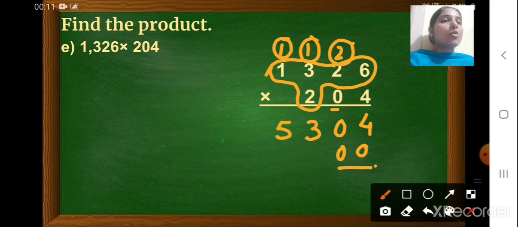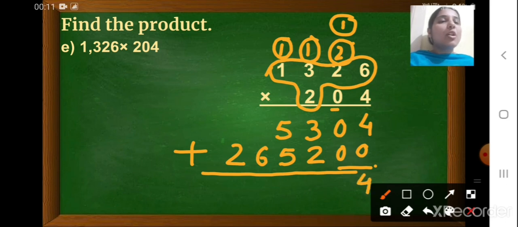So now 6 twos are 12. So 2 we will write here and 1 will be carried over to the next place. Now 2 twos are 4 plus 1, 5. 3 twos are 6 and 1 two is 2. So now let's add.